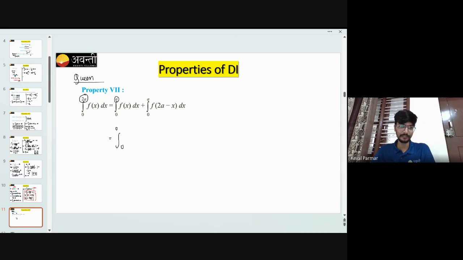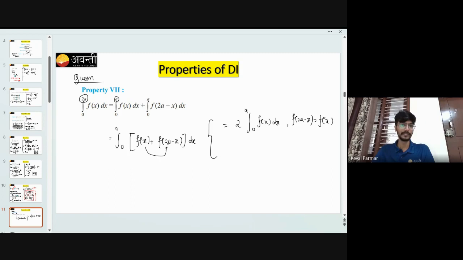I can write it as integration 0 to a. I can take common and write f of x plus f of 2a minus x dx. Now, this will be equal to 2 times integration 0 to a f of x dx if f of 2a minus x is equal to f of x. As you can see, if these both become same, then this will be f of x plus f of x, which is 2 times f of x. Got it? And this will be equal to 0 if f of 2a minus x is equal to minus f of x. I hope it is clear. As you can see, if this becomes minus f of x, these both will get cancelled. Correct? So this is the way we use the property.